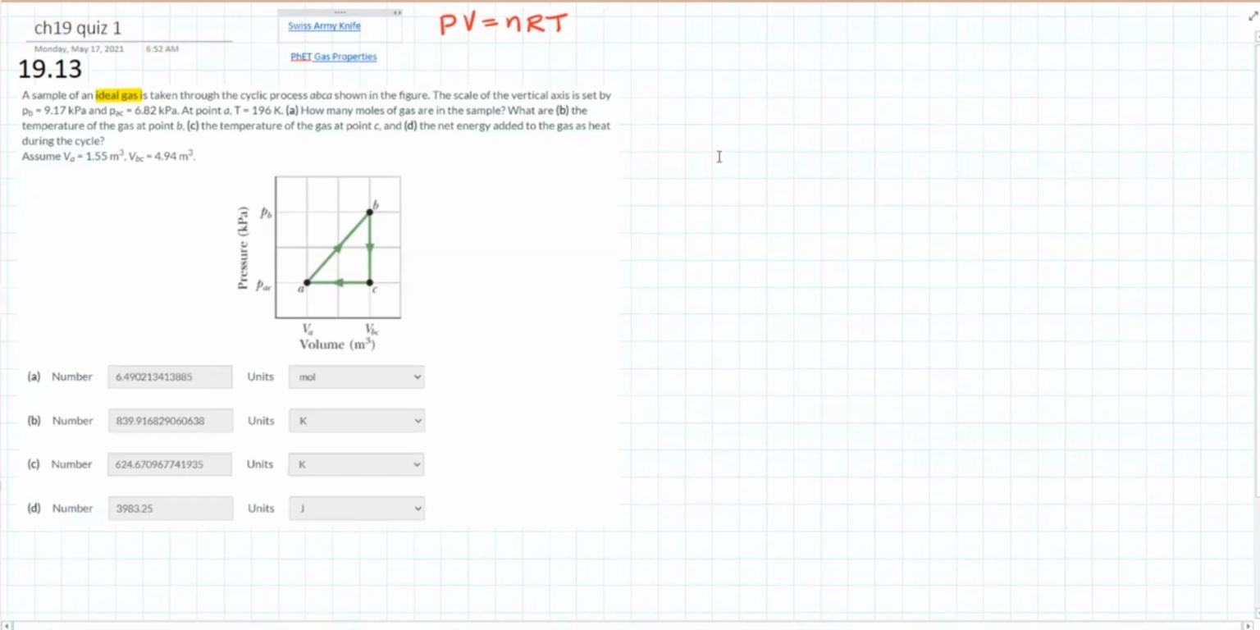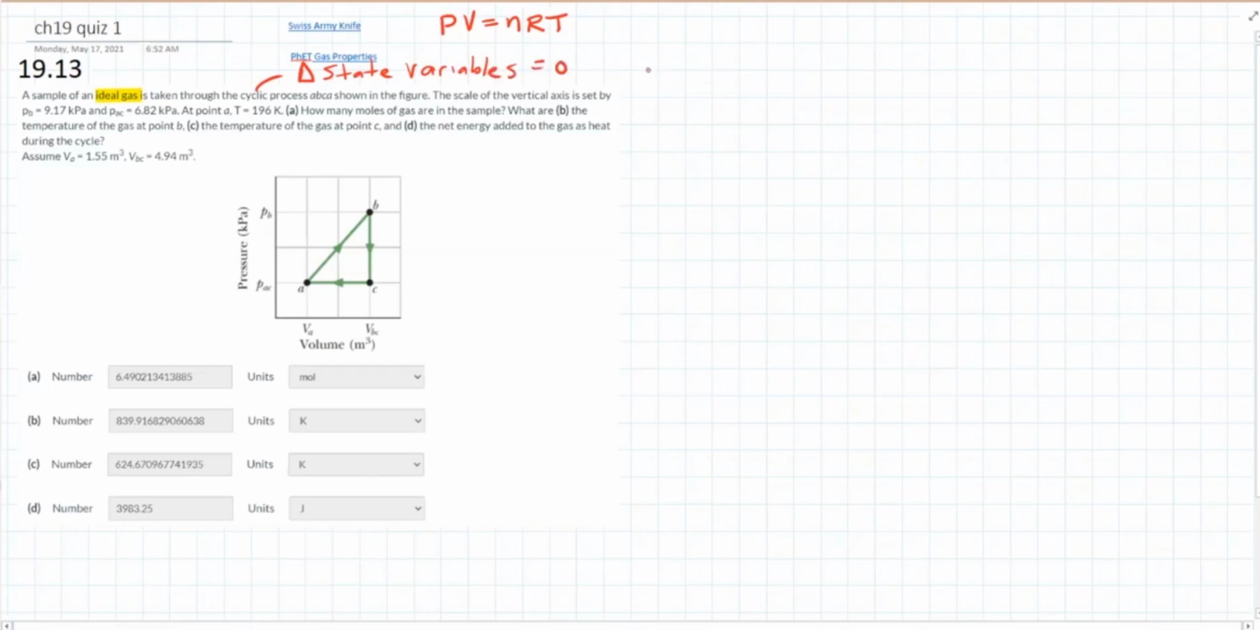PV equals nRT is in play. It's taken through a cyclic process. I'm thinking cyclic process. That's a trigger for me too. Cyclic process means delta state variables. If it's a cyclic process, the change in all state variables equals 0.